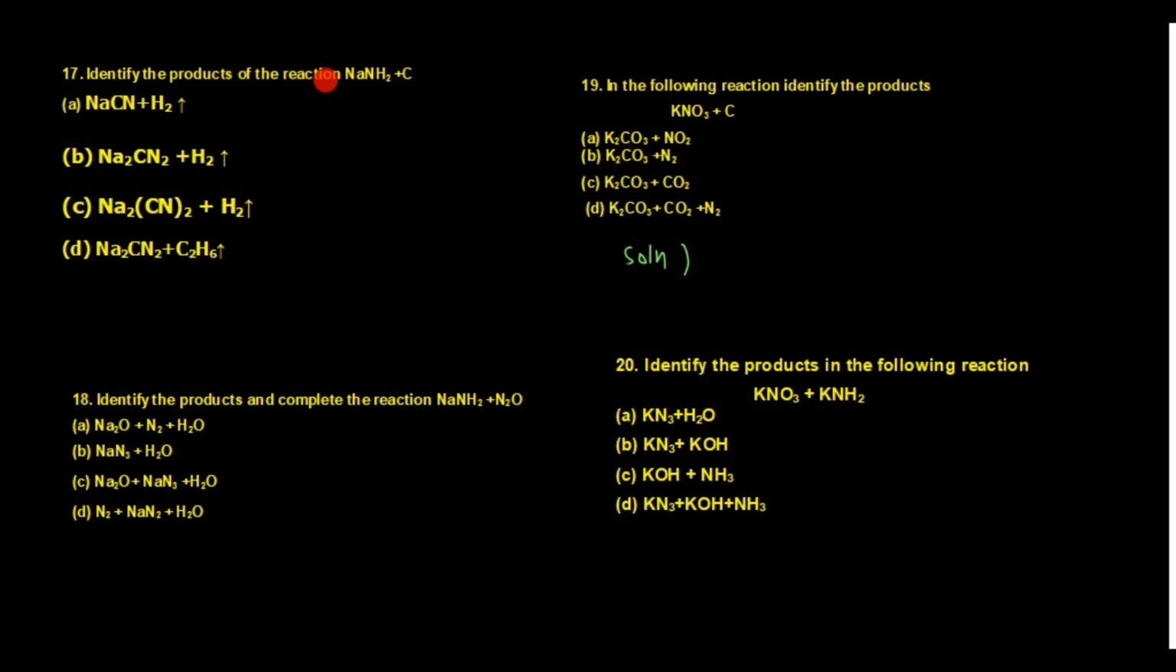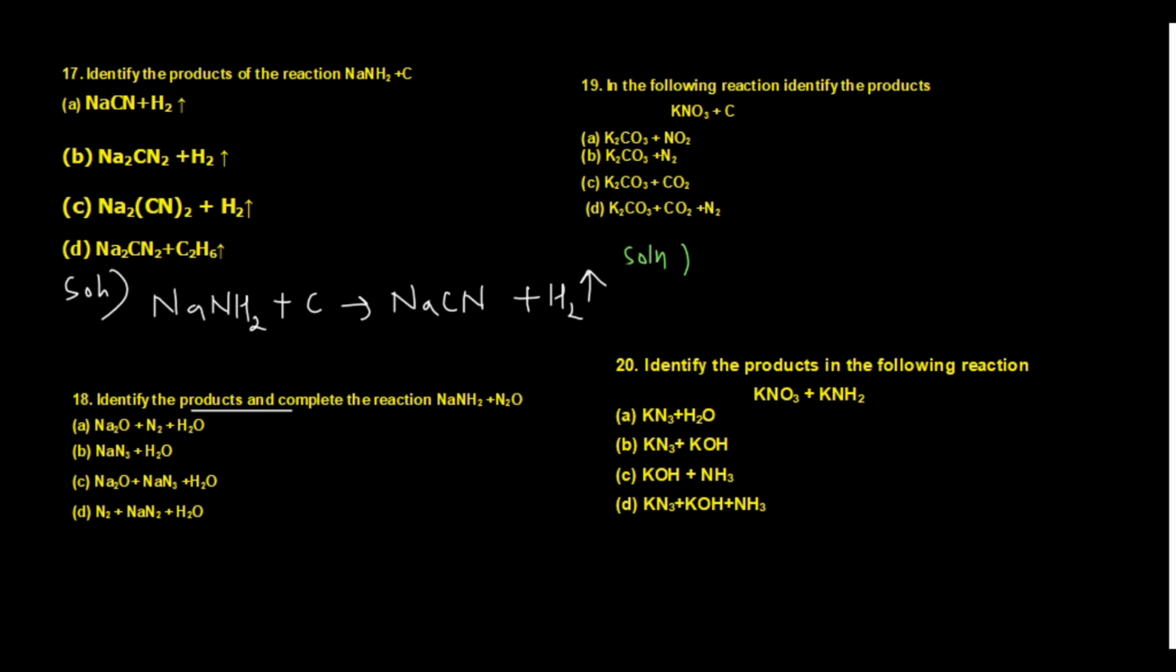Identify the products of the reaction of NaNH2 and carbon. Again, this is a simple looking problem, and if you have memorized this, only then you will be able to solve this problem. So how can I write it? I am having my sodamide, NaNH2. It is reacting with the carbon, right? So basically sodium cyanide will form in that case. NaCN will form in that case. Okay, and your hydrogen will be removed. Now moving to the next problem, that is problem number 18.